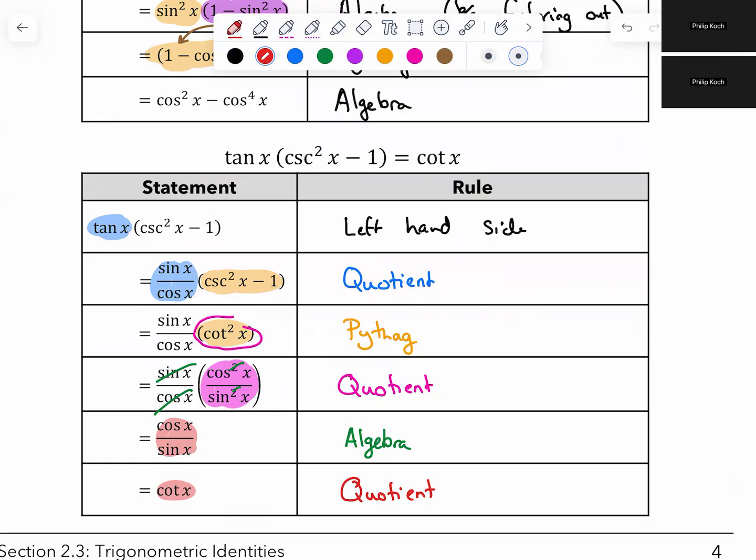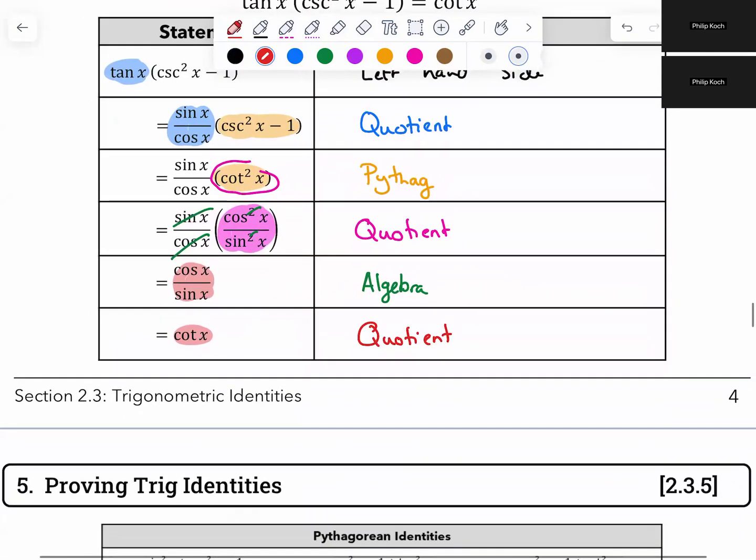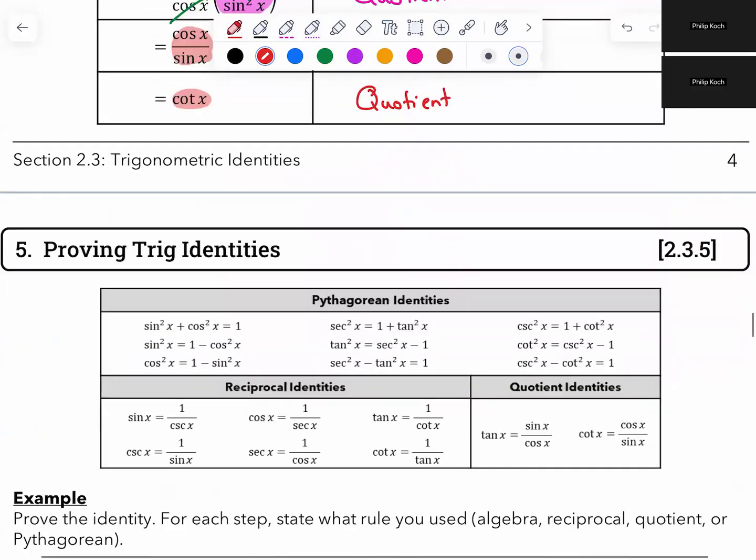I get why they do this, but I prefer just to work with it. I feel like that's going to make it look a lot better for us. So any questions on that? This type of problem is just identifying what step is happening. But now we can actually do it ourselves. So we have all of those identities up there.